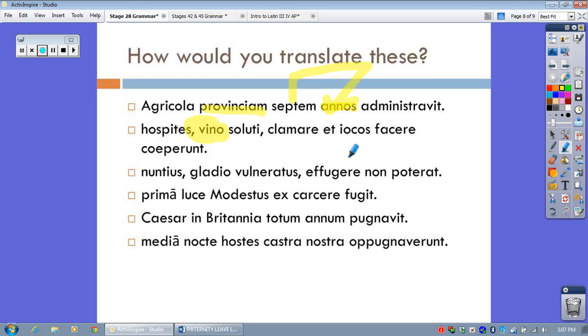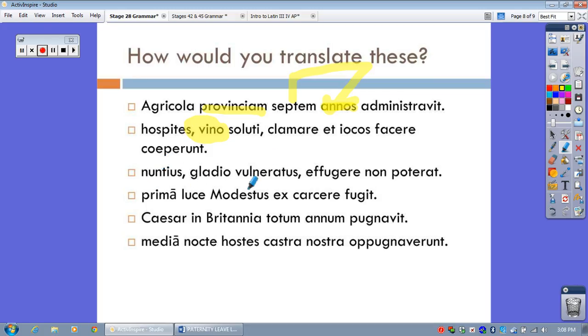Okay. Now, where's the verb in this sentence? It would be non poterat here. Poterat comes from possum, which means able to. That's always accompanied by an infinitive, and you see an infinitive here in effugere. So somebody was not able to flee or to escape. So let's find our subject. Nuntius, the messenger.